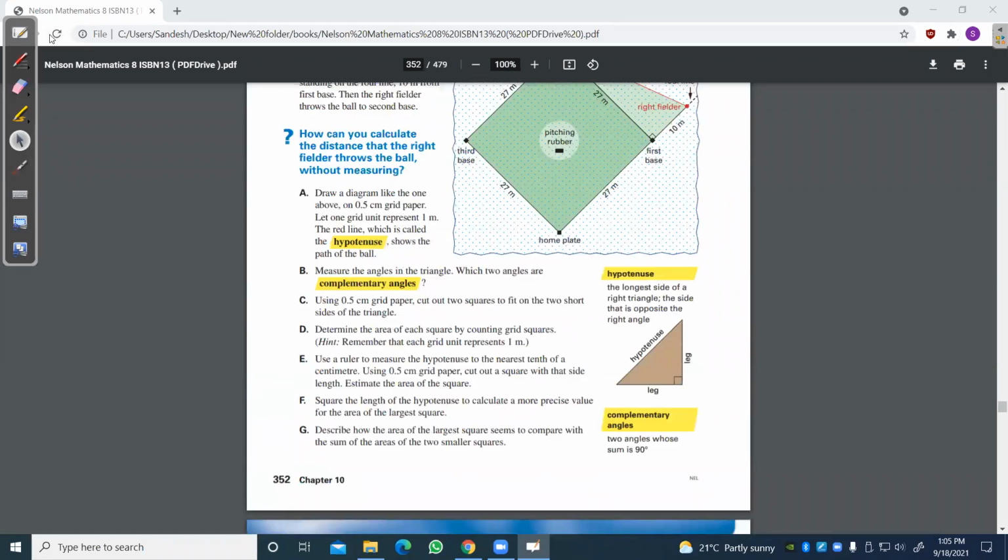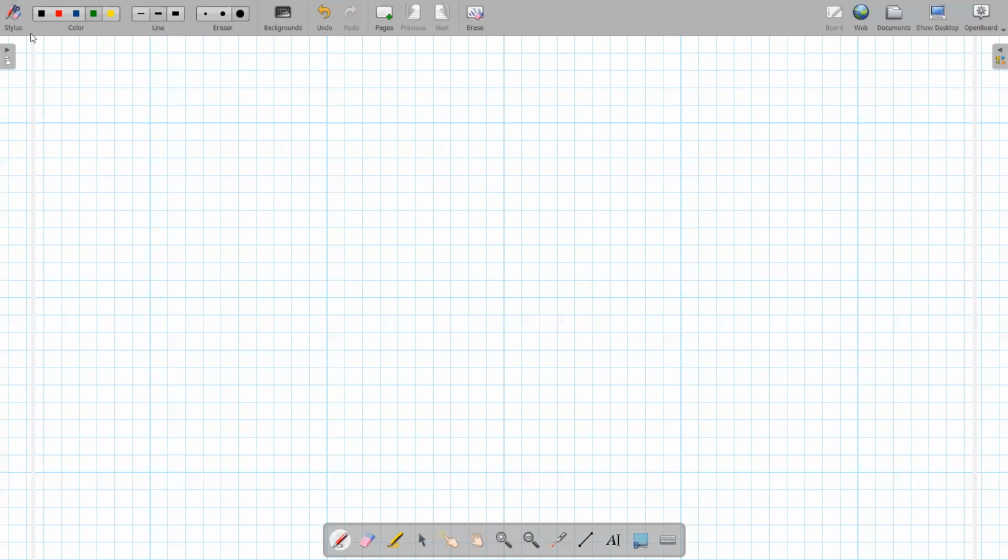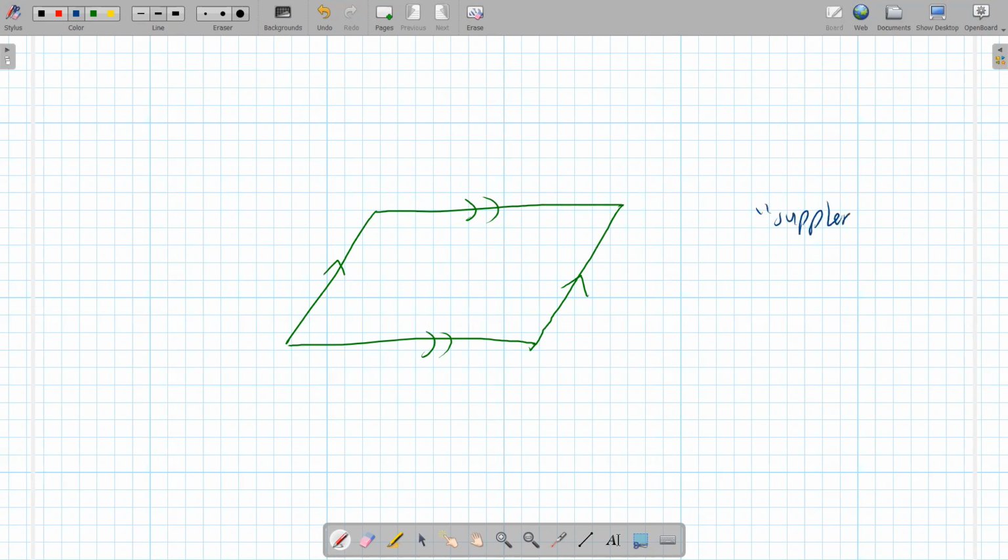So there's an idea about complementary and supplementary angles. If you look at a parallelogram, what's a parallelogram? It's just a four-sided diagram in which these two sides are parallel and these two sides are parallel. So in a parallelogram, the bottom two angles or the top two angles are called supplementary. What does supplementary mean? Supplementary means it adds up to 180, just like a straight line.